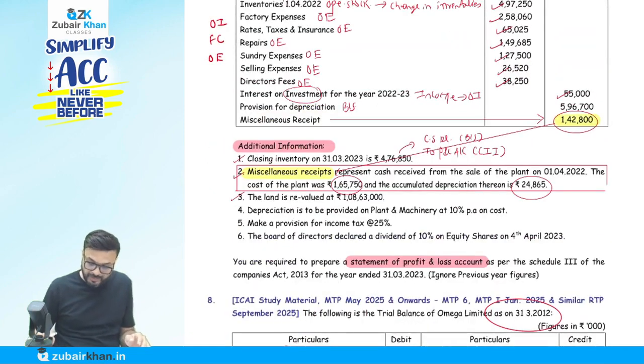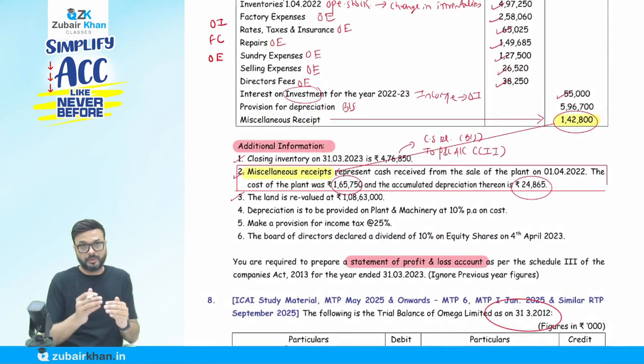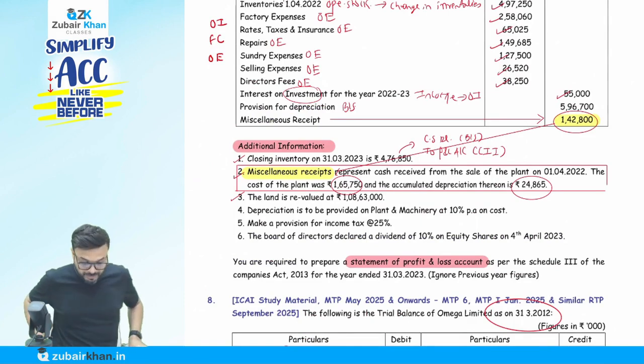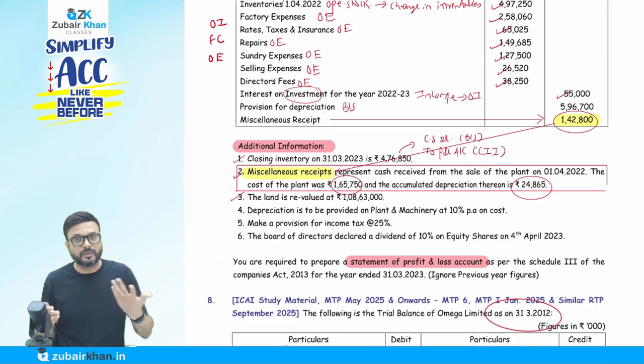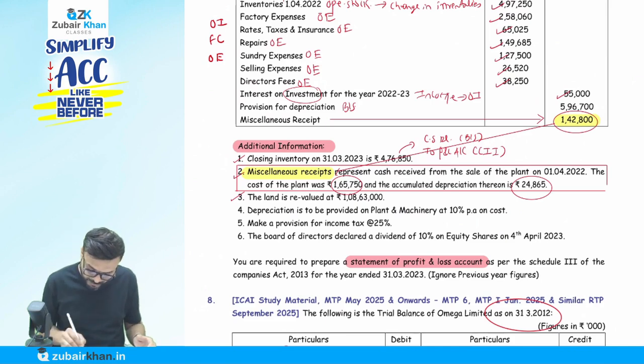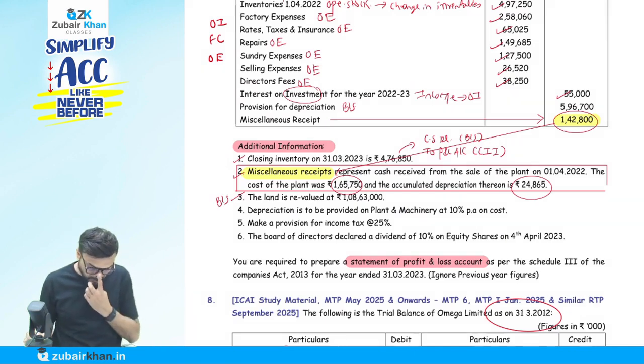So again, this item, there is no need to write it down because we pass the entry. Increase in assets should be debited. The land account should be debited and revaluation reserve credited. Both will come as a part of the balance sheet, so we'll not write this item here. Okay.